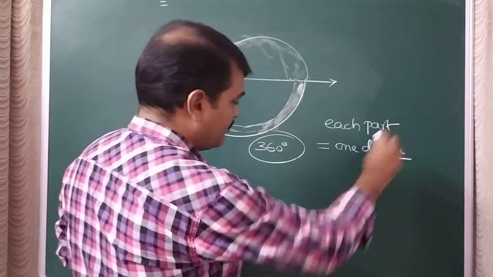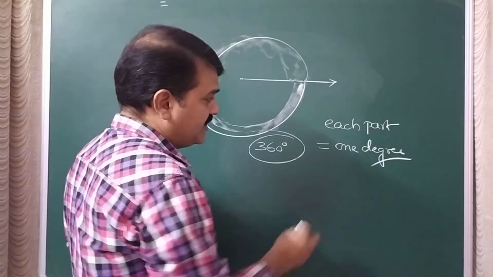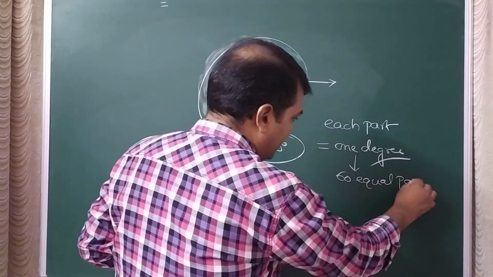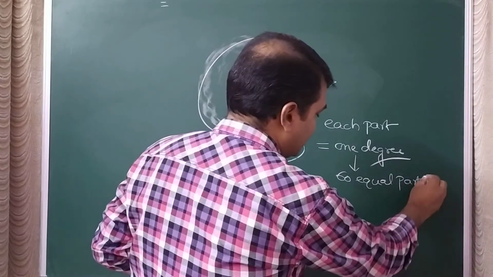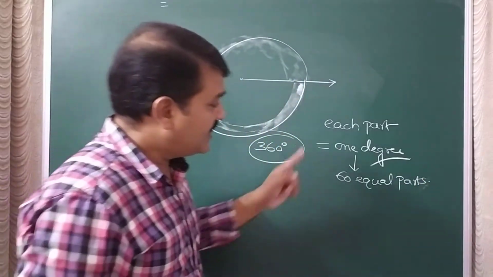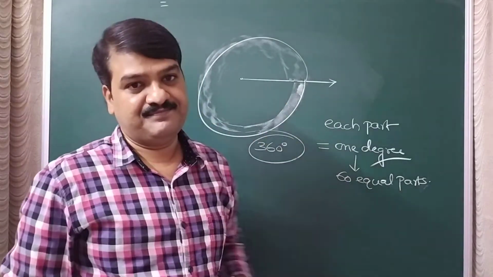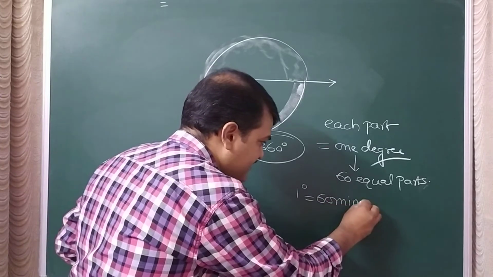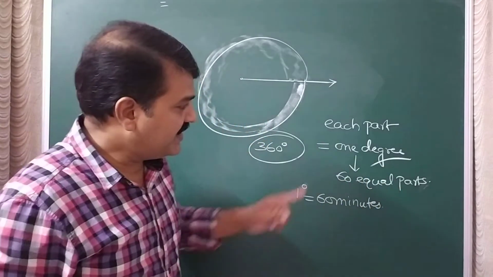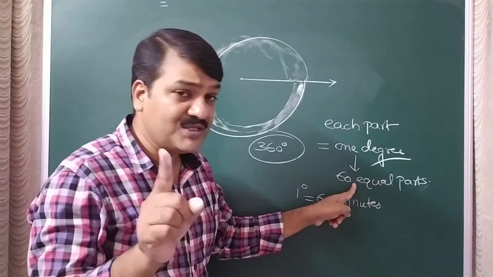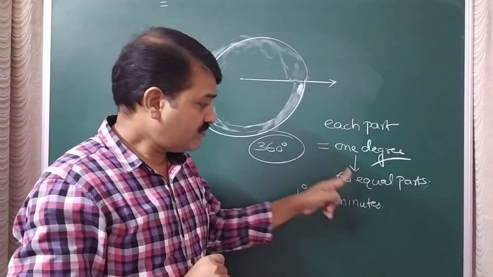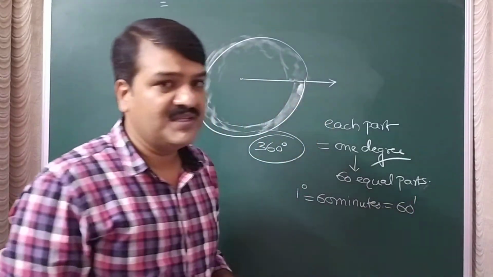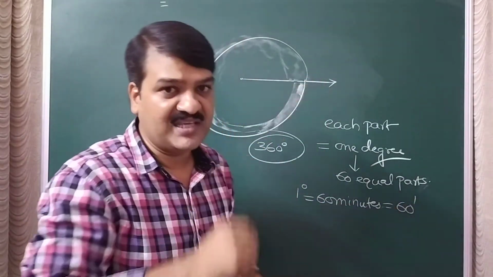Next, if you take 1 degree and divide it into 60 equal parts, then each part is called a minute. Therefore, 1 degree has 60 minutes. 1 degree is divided into 60 equal parts, and each part is called a minute. So a degree has 60 minutes, and this is the symbol we use for minutes: in the superscript you write a dash.